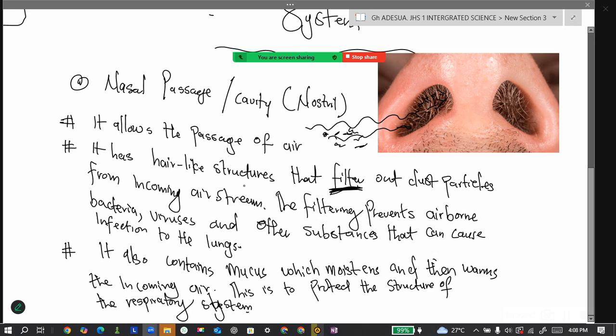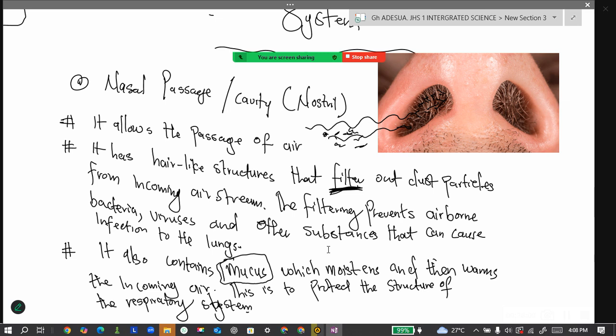Now the next thing is what? It contains mucus. Do you know what mucus is? Okay. So do you want me to show you mucus? Are you sure you are ready to see mucus? Okay, so that thing that is found within your nose. When you are blowing your nose, have you seen that thing? Yes, that is mucus for you.